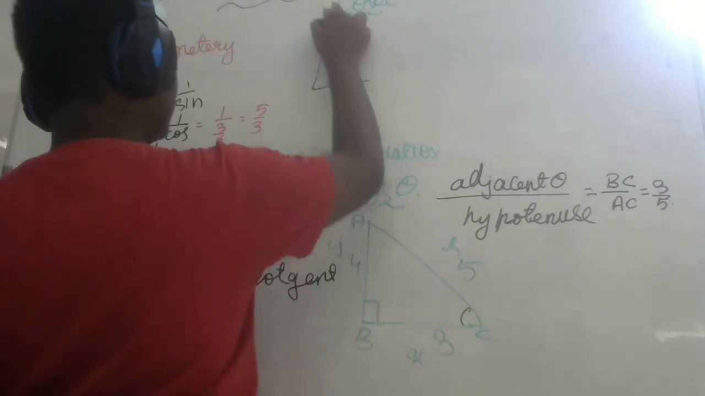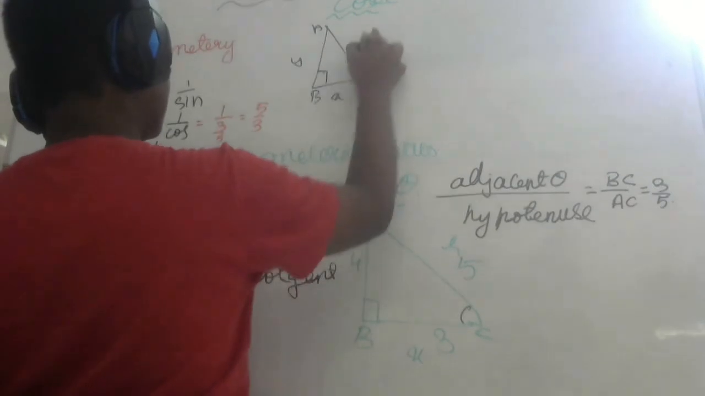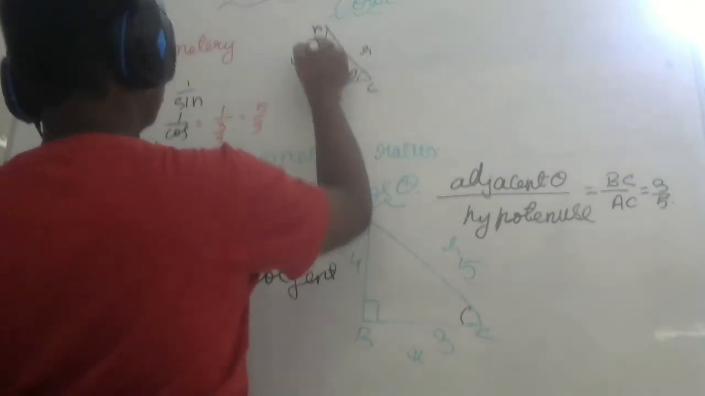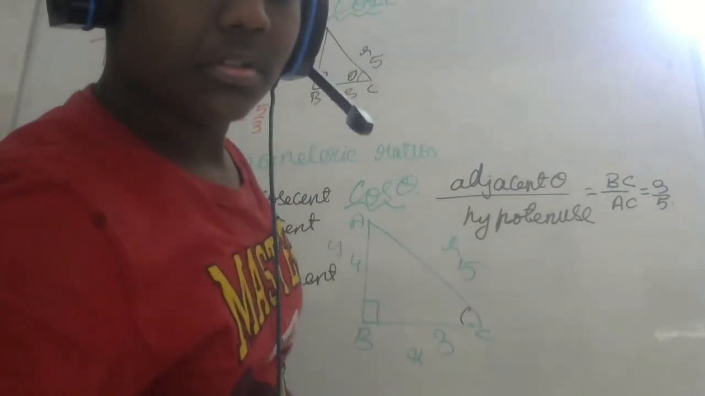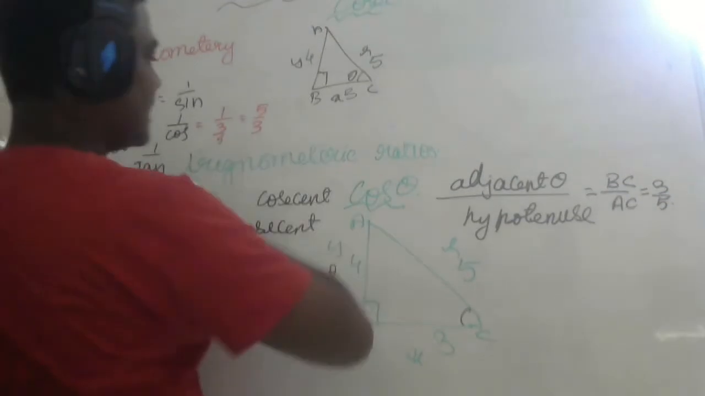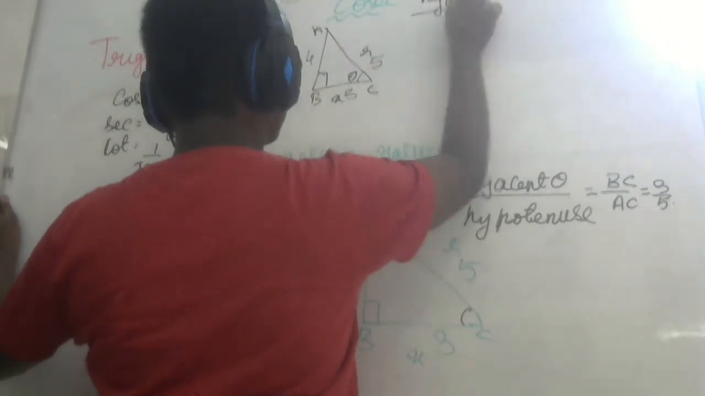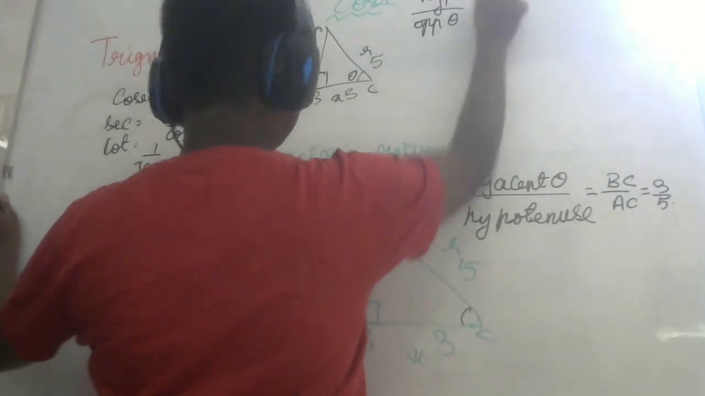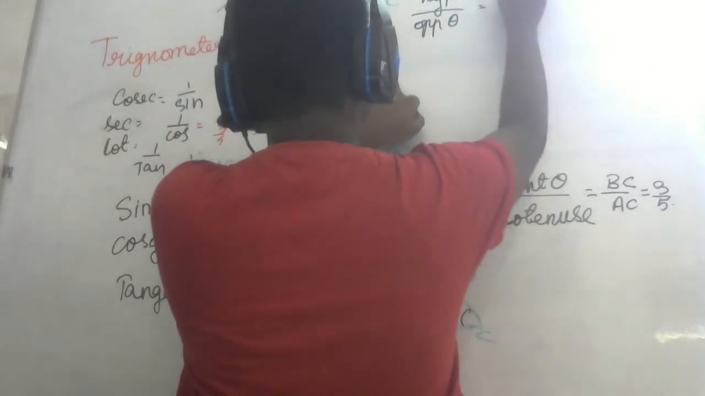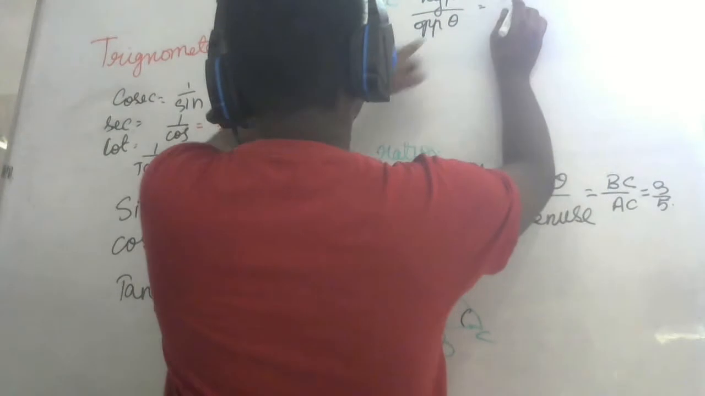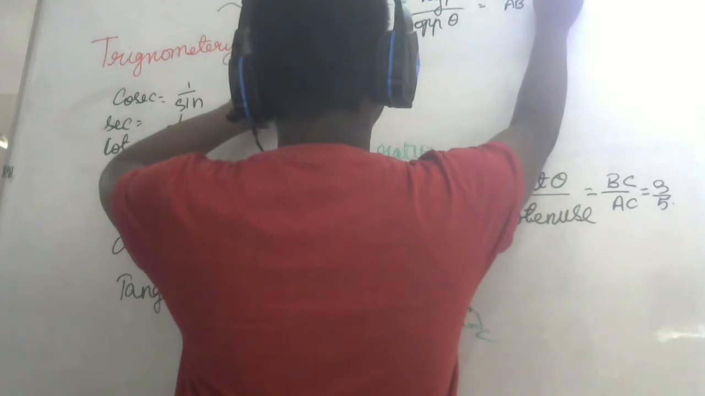Again the same right angle triangle ABC, theta here, with 4, 3 and 5. Now cosec theta is what? Cosec theta formula is hypotenuse by opposite side to theta, which is nothing but AC by opposite side, which is AB, which is 5 by 4.